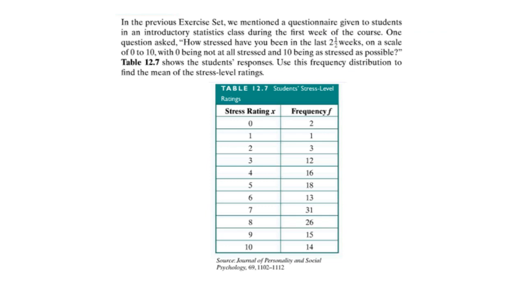For this example, a questionnaire was given to students in an introductory statistics class, with ratings for how stressed have you been in the last 2.5 weeks on a scale of 0 to 10, 0 being not at all stressed, and 10 being as stressed as possible. The data is given below in this table, your frequency distribution. Stress ratings are listed from 0 to 10 in the first column. The second column is frequencies, the number of people that responded to each rating. So this is the first of 2 pages. The next page will go a little further into finding the mean.